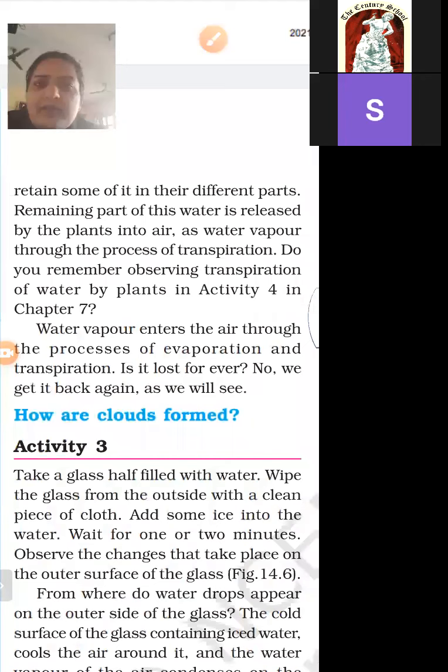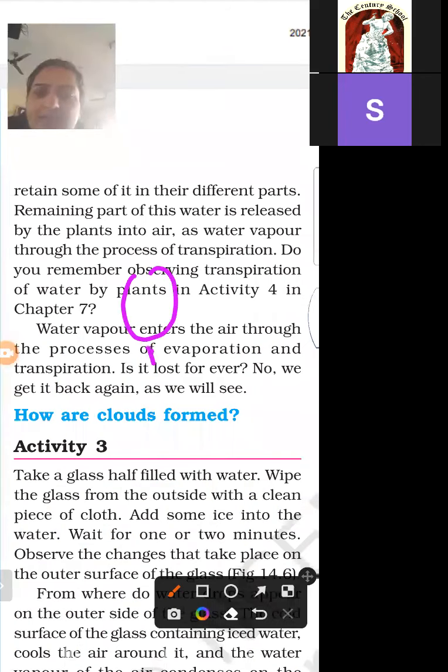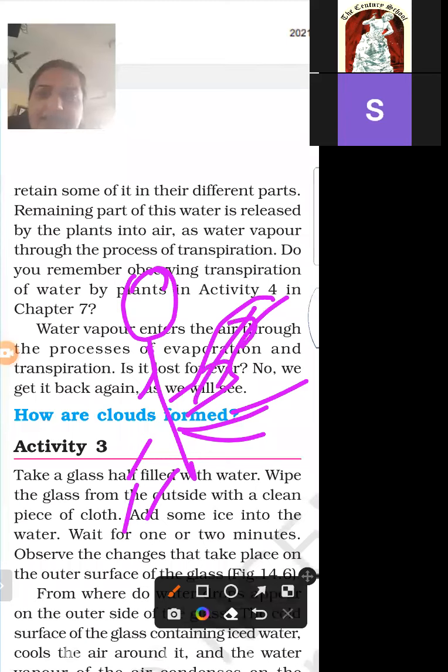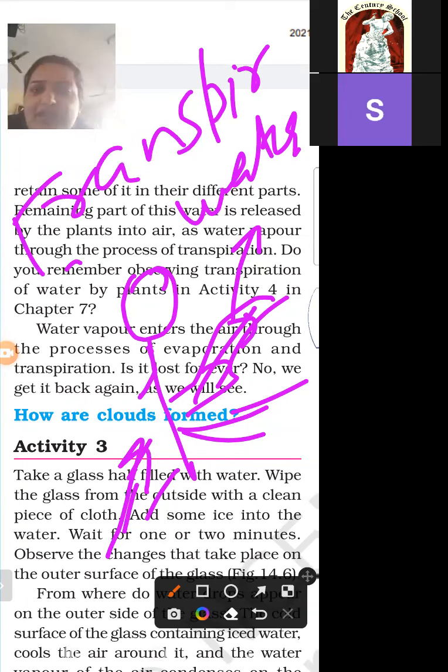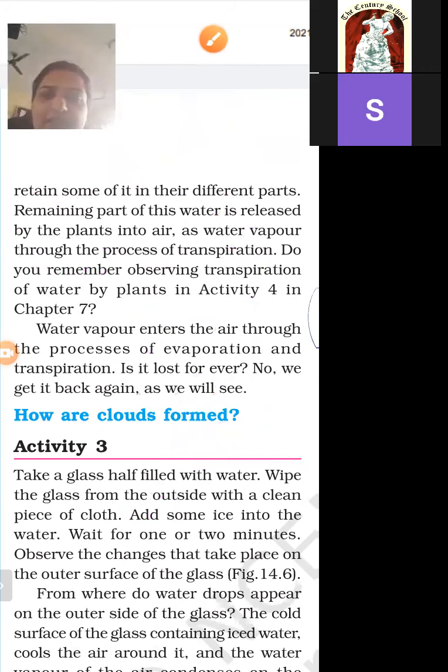Plants use a part of this water to prepare food and retain some of it in their different parts. Suppose this is our plant, and these are its leaves. The plant takes water from its roots, and this water is used by the plant to prepare its food. The remaining part of the water is released by the leaves into the air by the process of transpiration.